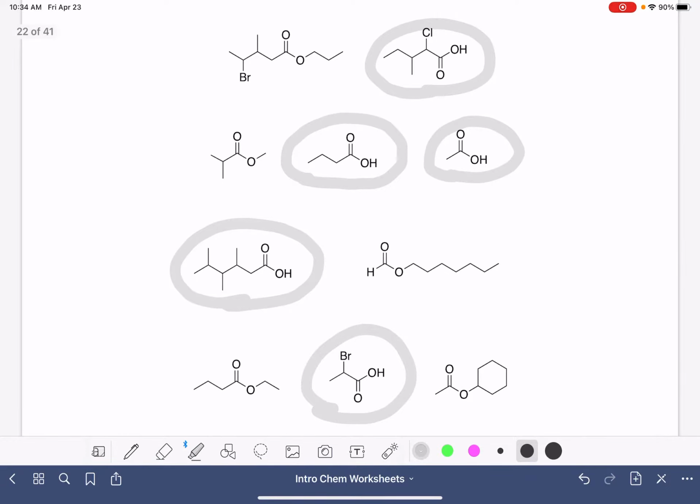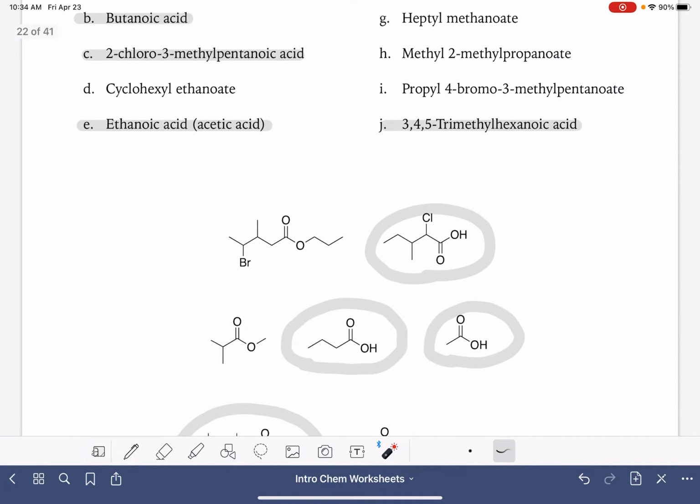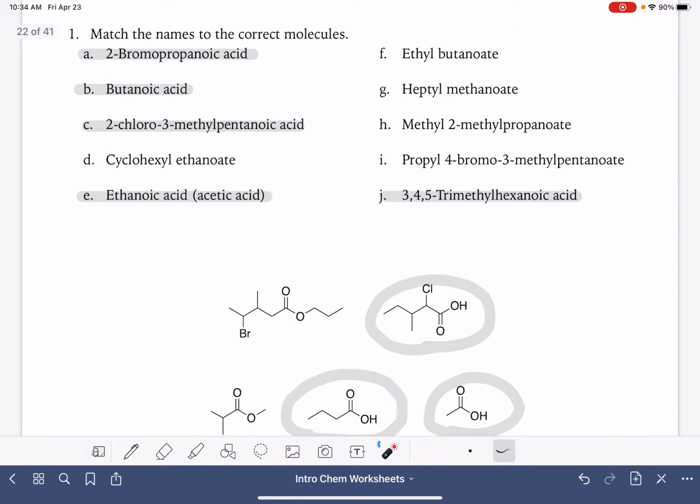So our goal here is just to match the names up with the structures. We don't have to come up with the names. The first thing that is sticking out to me is that I only have one carboxylic acid that has a chlorine attached to it. So that means I should only be able to see one of these options for names where I have a chlorine in the molecule's name. It's right there. So this name right here, I'm just going to use the letter C. This is 2-chloro-3-methyl-pentanoic acid. So I've got that one figured out.